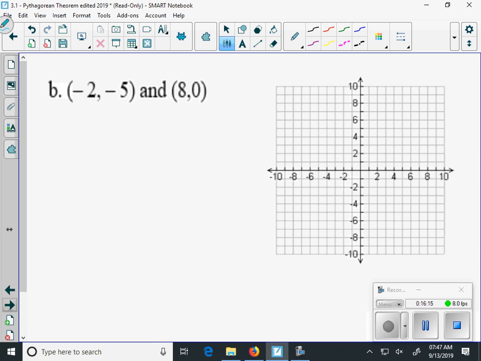We have -2, 5. We're going to plot that point. And we have 8, 0. I'm going to plot that point. Connect your line. Again, the biggest thing is we accidentally plot a point wrong. Maybe you need to double check what you're plotting in decimals to make sure it looks the same. Make your right triangle.